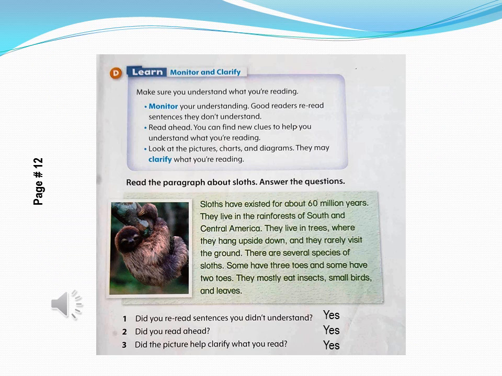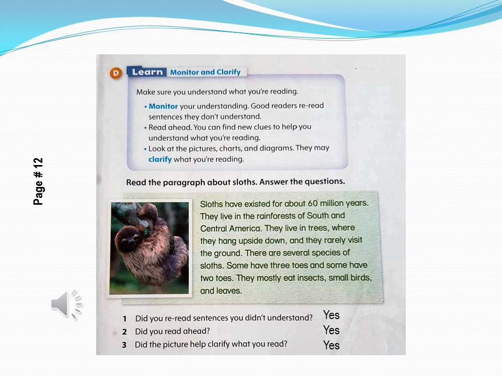Dear students, let's start reading exercise D. Learn, monitor and clarify. Basically this is a strategy, a technique of reading. How can we read effectively? Effective reading means we can understand the concept, the theme of any paragraph which we are reading. So let's read. Make sure you understand what you are reading. This is a very vital, key point.